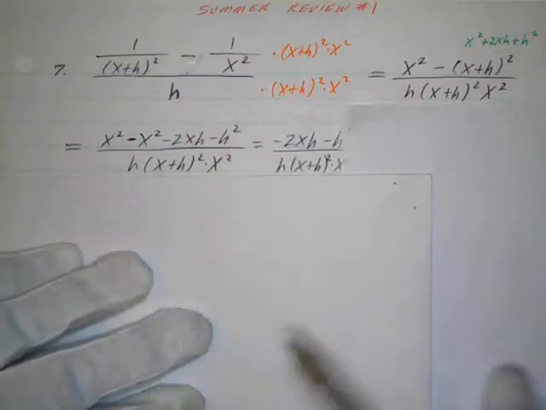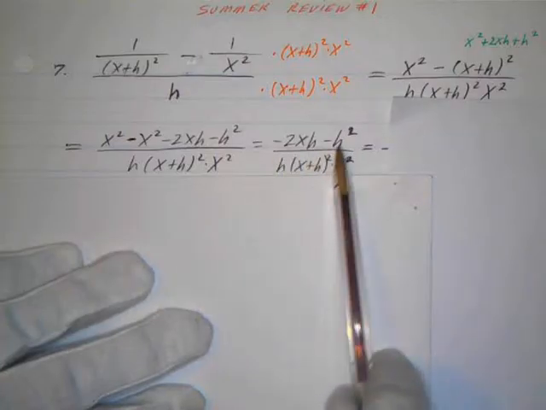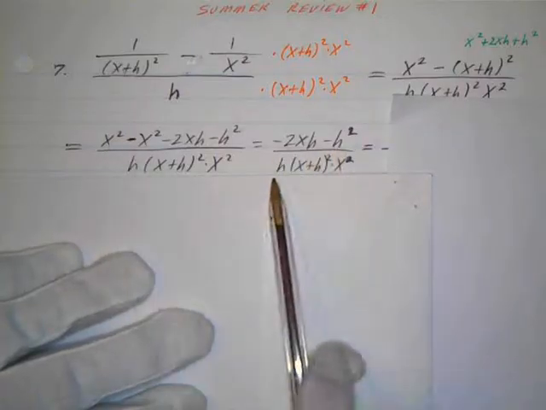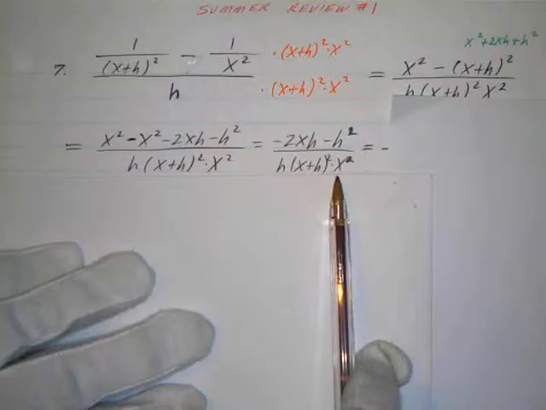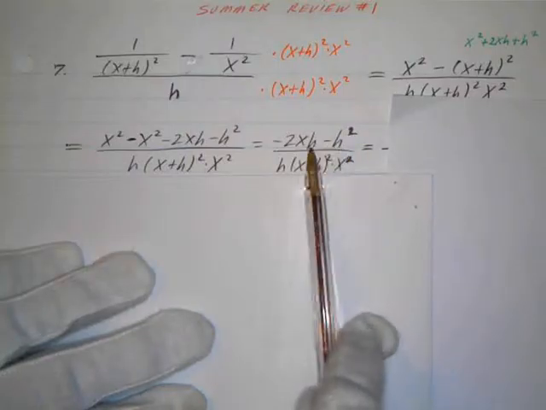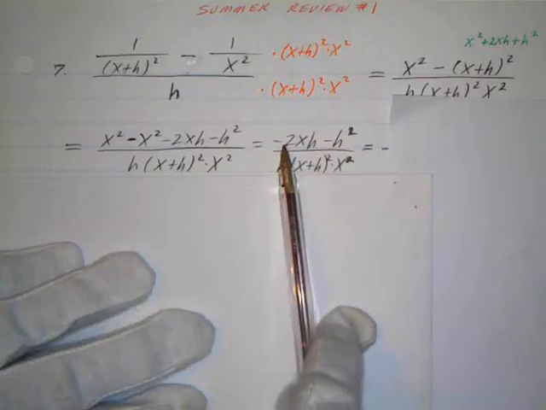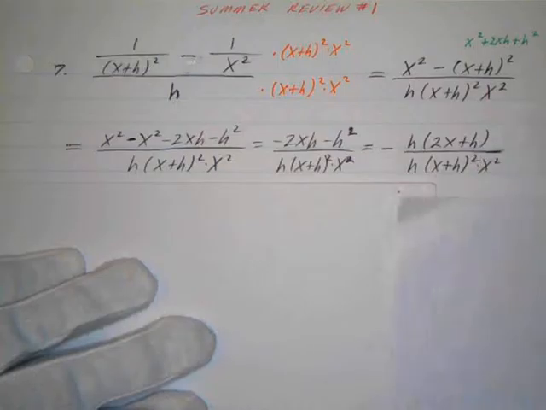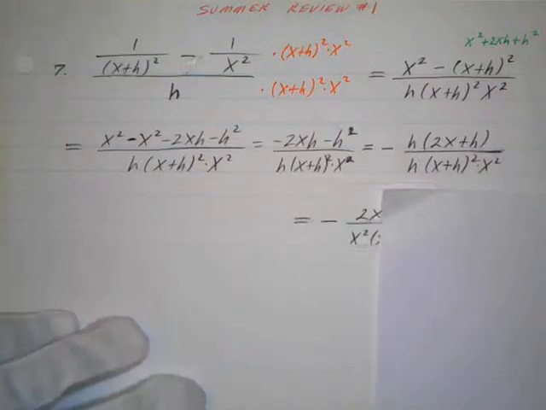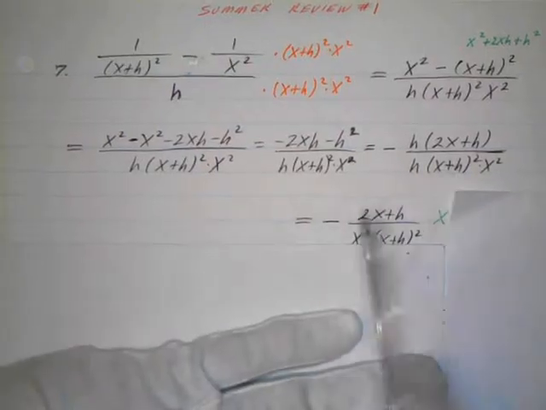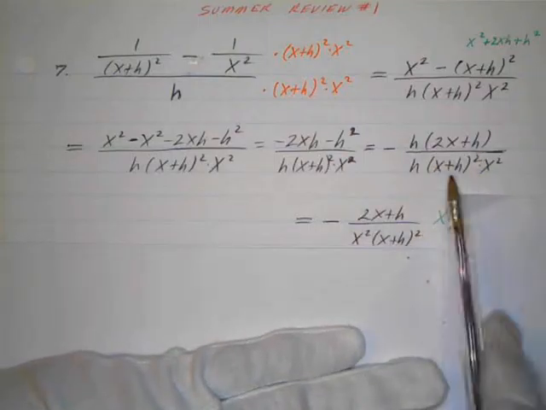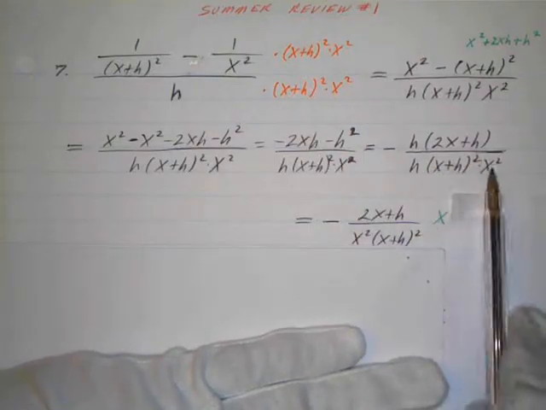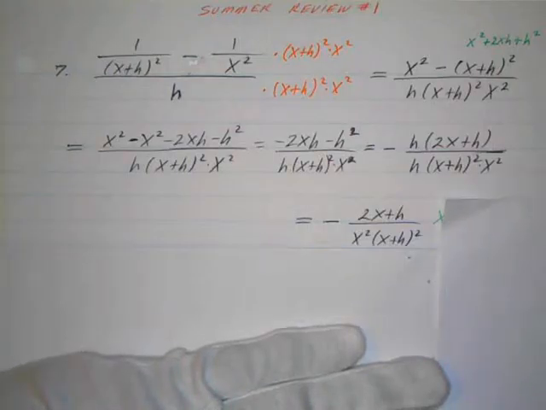So the x squares cancel, so now I've got 2xh minus h squared, and the same LCD. But what I do notice, I can factor out an h, and I also can factor out a negative sign because both terms in the numerator have negatives, so I can factor out a negative and an h, and I can rewrite the numerator. That's basically all I have, the numerator rewritten. But now I have a common factor of h, so as long as h isn't 0, which we've got to put a restriction on, then this is what we have: negative 2x plus h all over the x squared times x plus h squared. We just reverse those using the commutative property of multiplication.